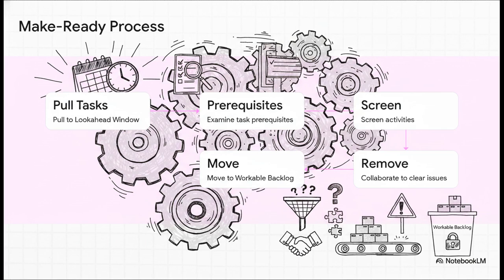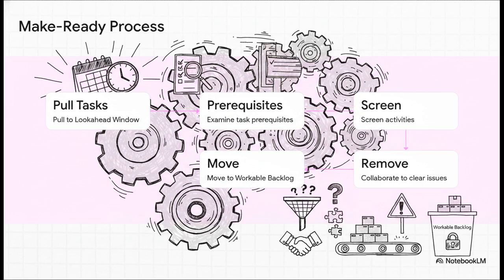So how do we get to this proactive state? Well, we execute 5 very distinct steps. First, we pull tasks from the master schedule right into our 6 to 8 week look-ahead window. Second, we rigorously examine the prerequisites for those specific tasks. What do we actually need to start? Third, we screen the activities to spot any missing pieces or roadblocks. Fourth, the team collaborates to actively remove those constraints over the coming weeks. And fifth, only when an activity is fully vetted and crystal clear does it move to the workable backlog.